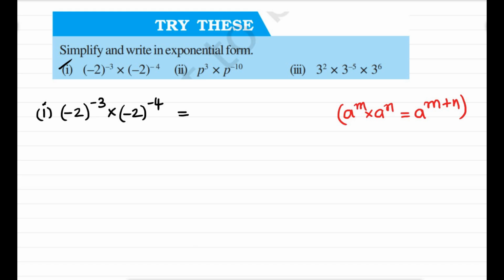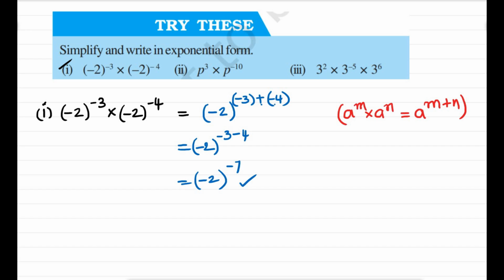So we get minus 2 to the power of minus 3 plus minus 4. Now simplify this. Minus 3 plus minus 4 is minus 7. This is equal to minus 2 to the power of minus 7. This is the answer.